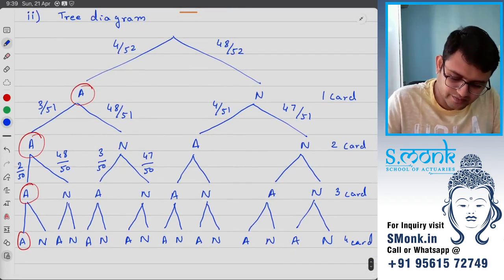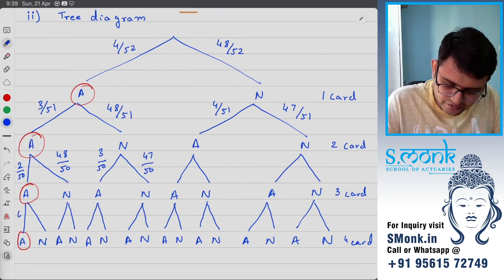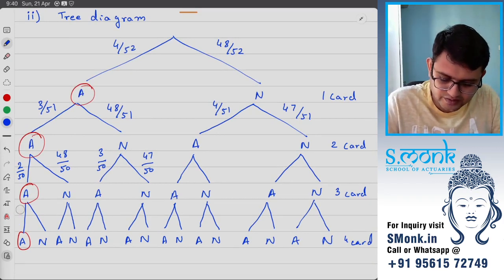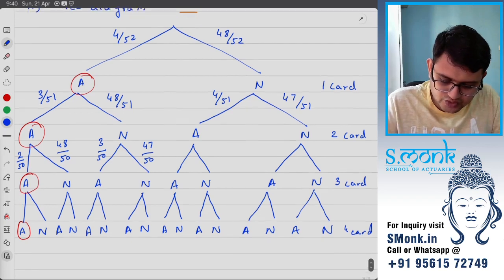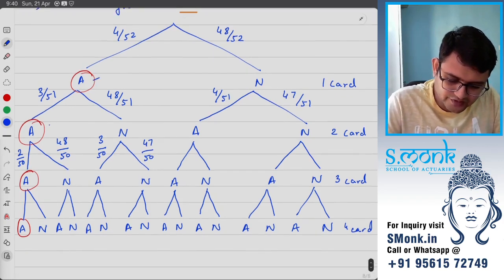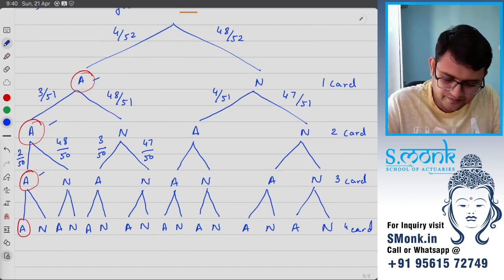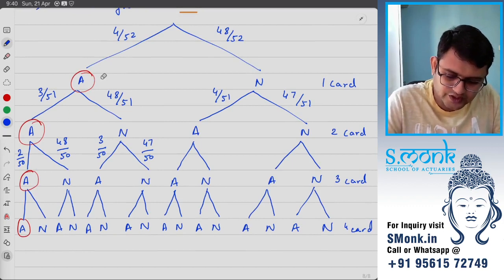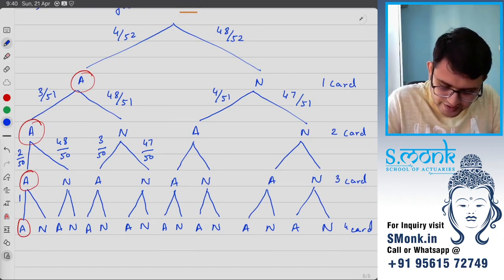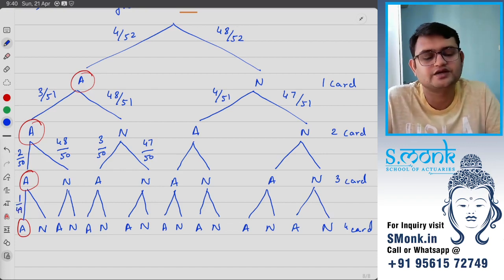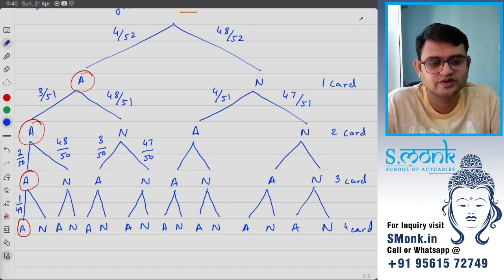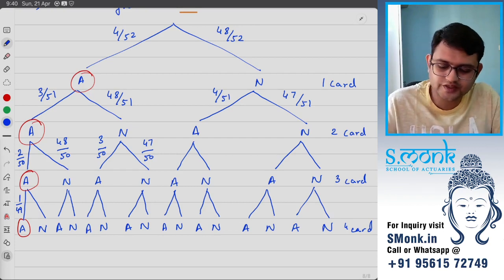tree diagram. But as I said, I need only one of them, that is this part. I'm left with only this part. So here I already have 3 aces out. So in the deck I am left with only 1 ace out of 49 cards. As I said, we can fill all of them.